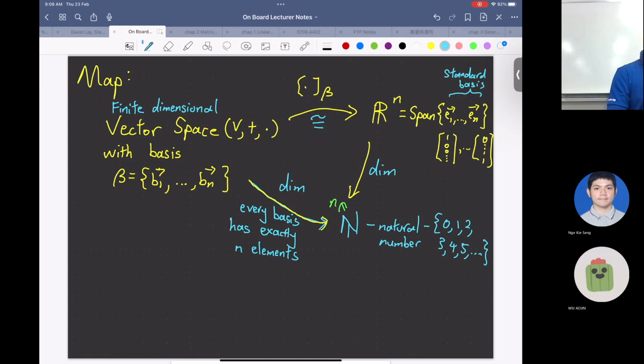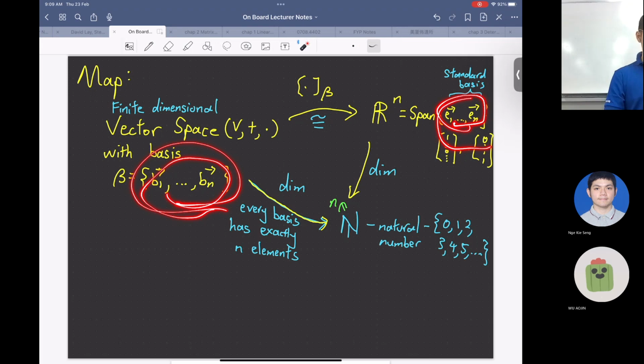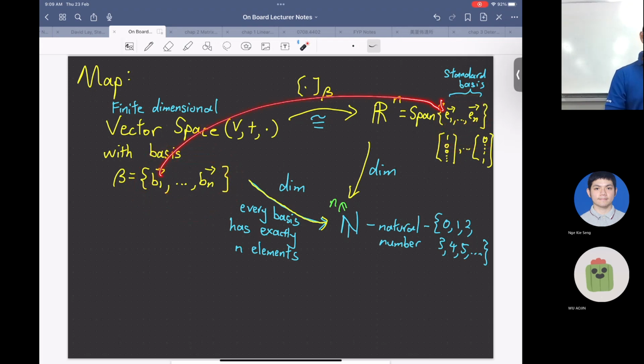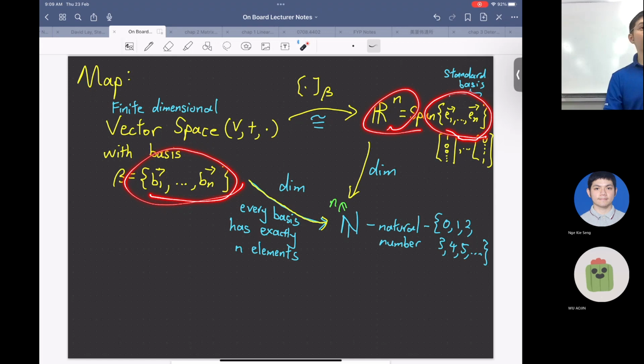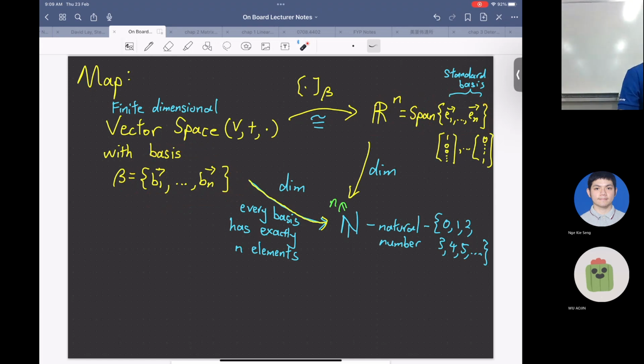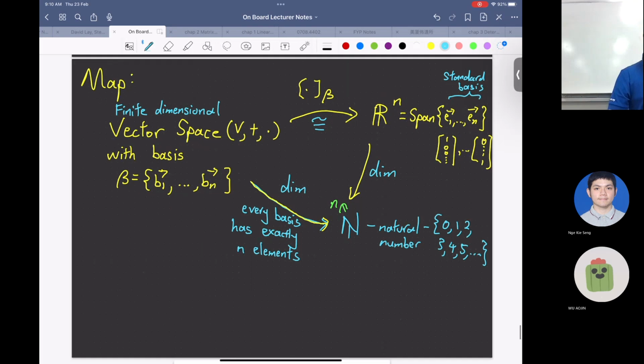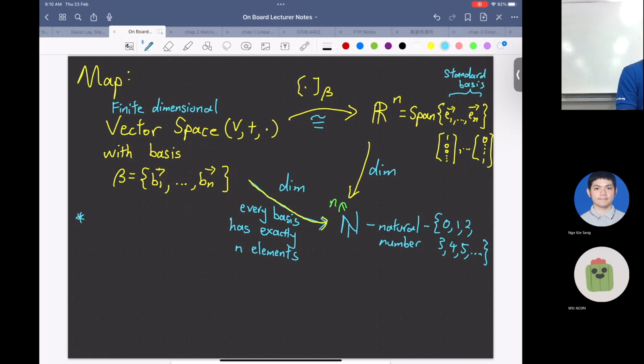So you can see that both bases have n elements. The isomorphism is one to one between these basis elements. There are n basis elements in the finite dimensional vector space, and there are also n elements in Rn. So this is the invariant. We got the dimension.